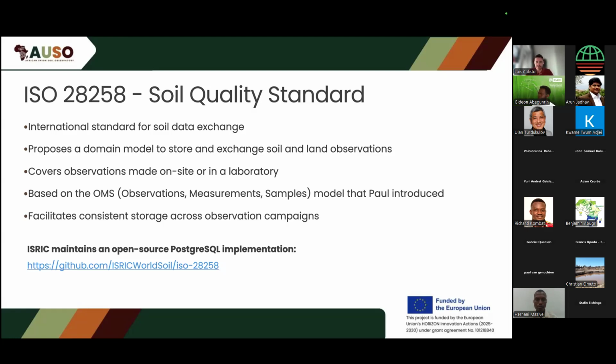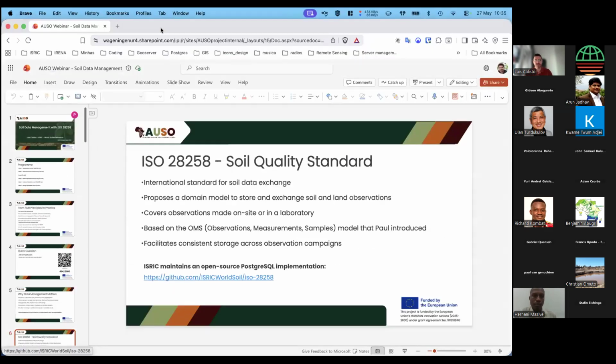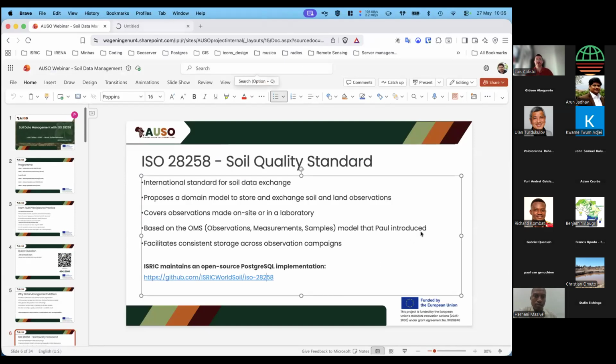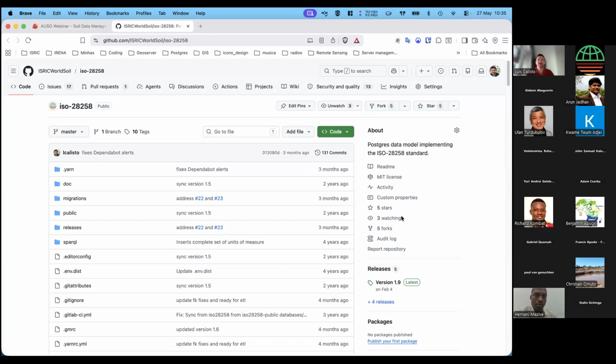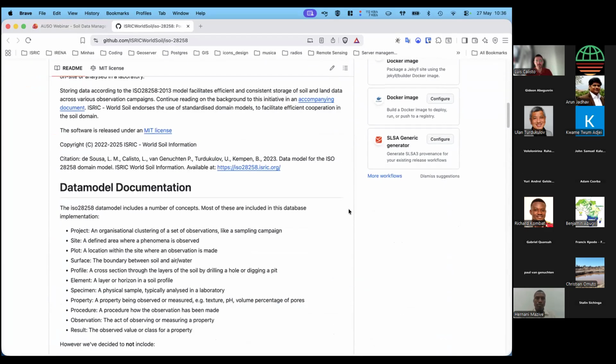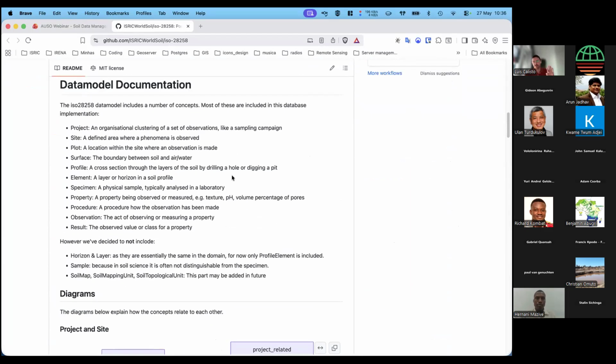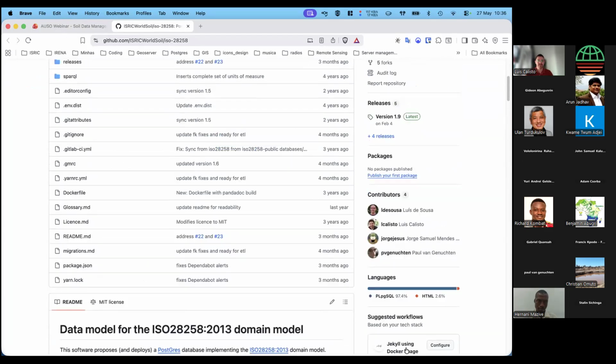ISRIC wanted to create an implementation of this ISO 28258. There is a public repository. Let me show you. It's public, you are free to use it. It's in GitHub, and I'm not going to go into details on this one. This is ISRIC's implementation of the standard. Anyone can use it, so feel free to read it. There is a lot of documentation. Most of it, I'm going to try to cover right now in a very summarized way. But if you want to go into details, feel free to go and read this repository.